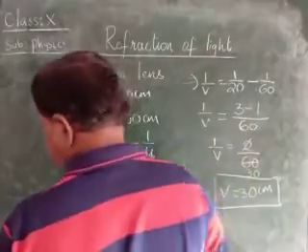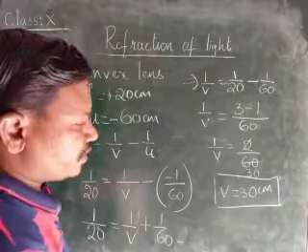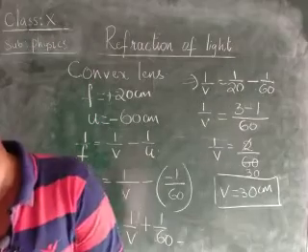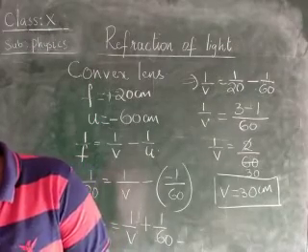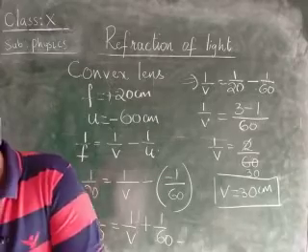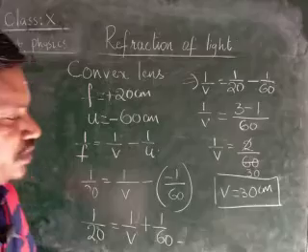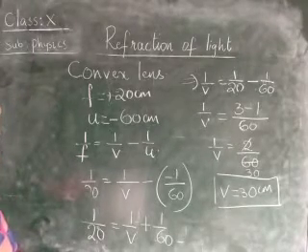And here, what kind of image is formed? Here he is asking the image also. Okay, children, here he is asking where the image will be formed and what kind of image it is. To find what kind of image it is, we should draw the figure, children.